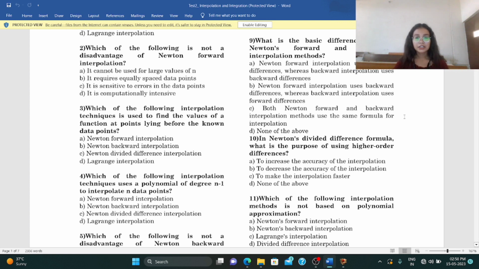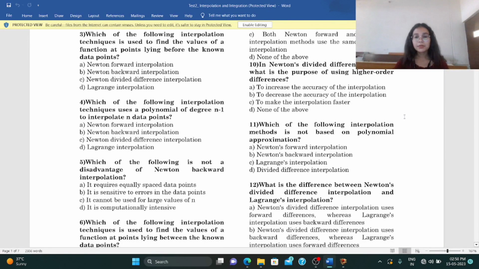And now question 10. In Newton's divided difference formula, what is the purpose of using higher order difference? A. To increase the accuracy of the interpolation. B. To decrease the accuracy of the interpolation. C. To make the interpolation faster. D. None of the above. And the answer is A. To increase the accuracy of the interpolation.